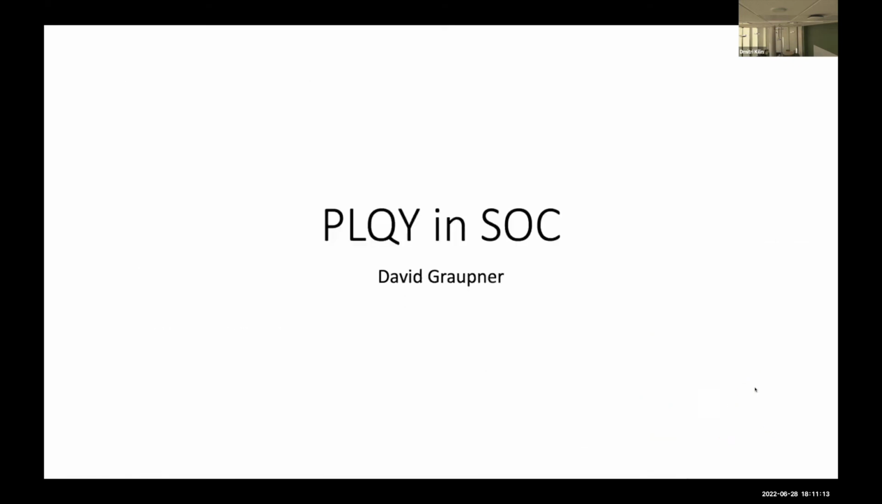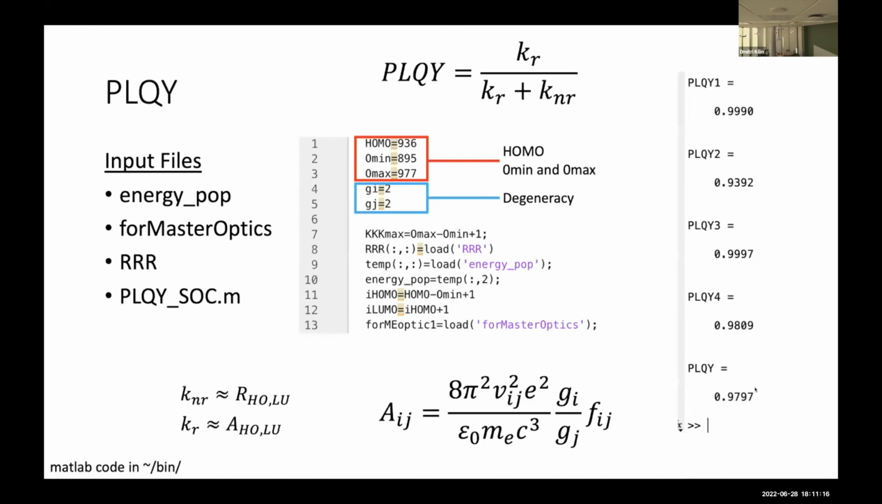Then moving on to the photoluminescence quantum yield, we have a MATLAB script that I wrote to calculate the photoluminescence quantum yield for spin orbit coupling. I wrote this based on some Excel sheets that Aaron sent me. You need the energy pop, 4-master optics, and the RRR file. If you run this, it will calculate the PLQY based on the Redfield tensor and the Einstein coefficient of spontaneous emission.